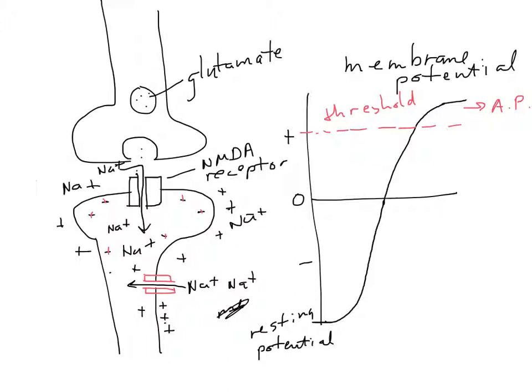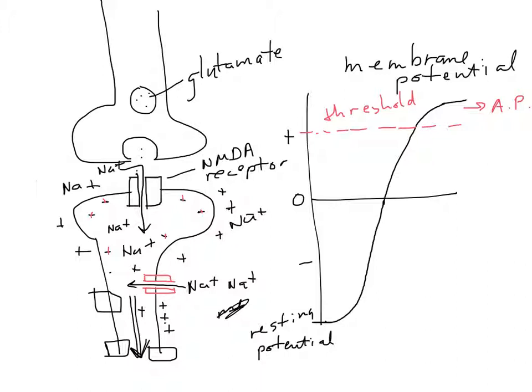This happens because there are more sodium channels along the way, and it's a cascading domino effect. And that movement of negative to positive is what we refer to as the action potential as it moves down the neuron.